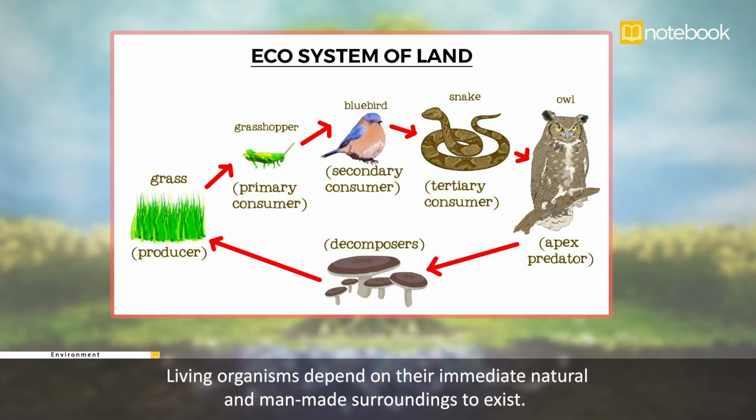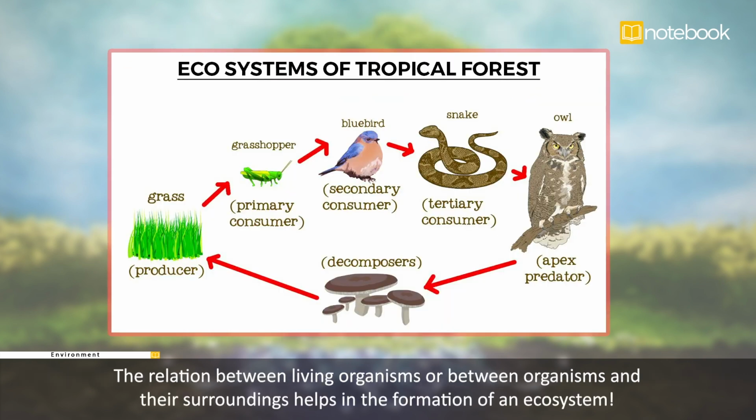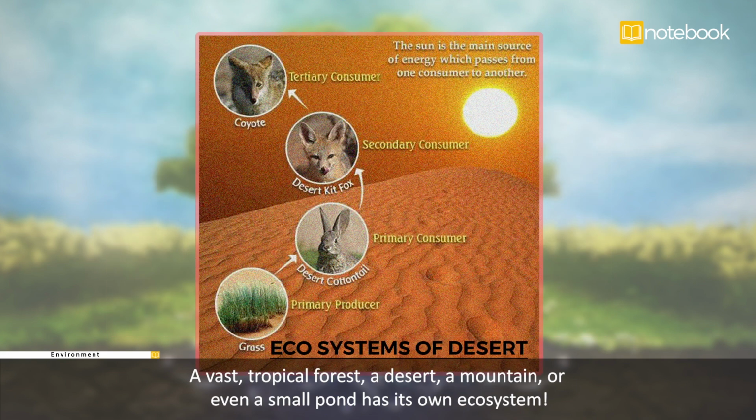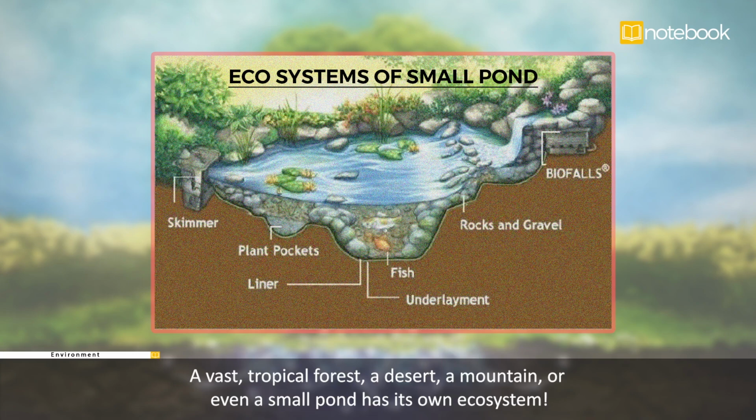Living organisms depend on their immediate natural and man-made surroundings to exist. Sometimes plants, animals, and humans may even depend on each other for subsistence. The relation between living organisms or between organisms and their surroundings helps in the formation of an ecosystem. A vast tropical forest, a desert, a mountain, or even a small pond has its own ecosystem.